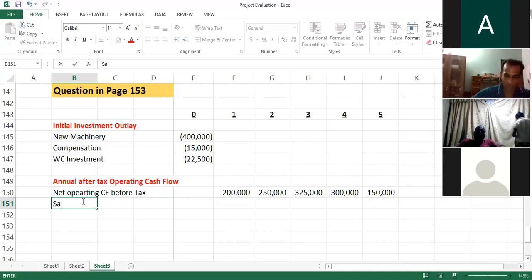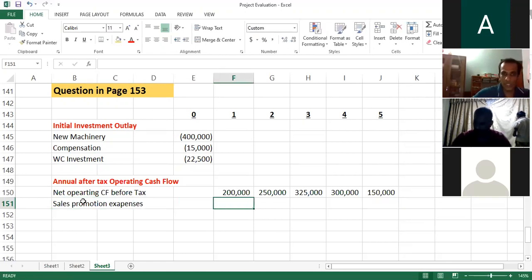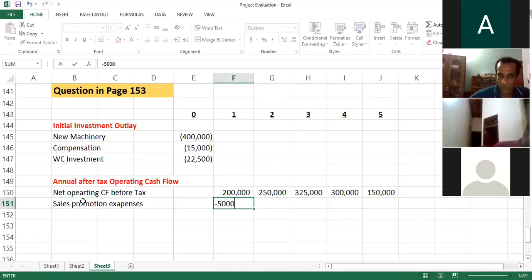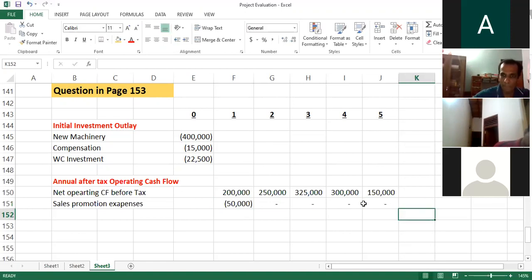Sales promotion expenses, that is for the first year. What is the amount? 50,000. So that is only for the first year, right? Then we can use our 15,000.